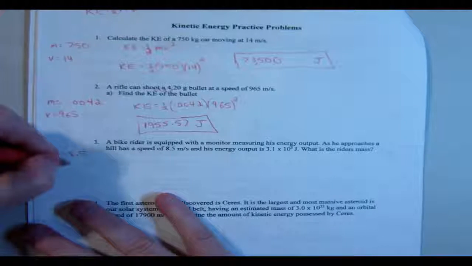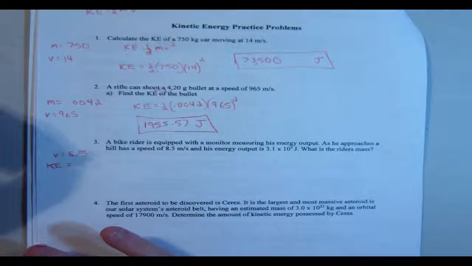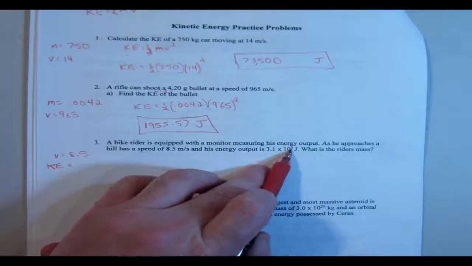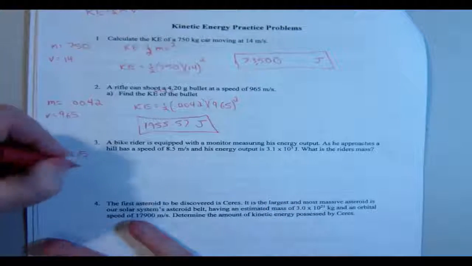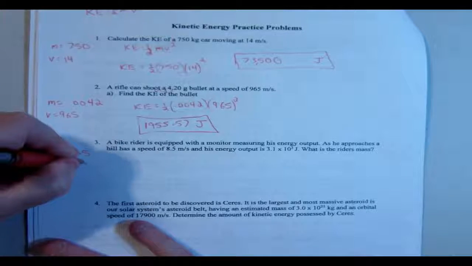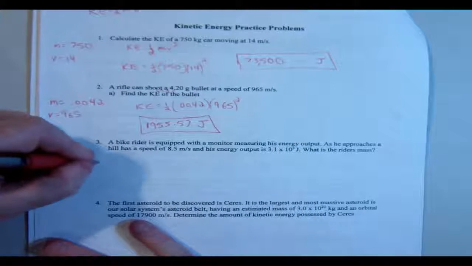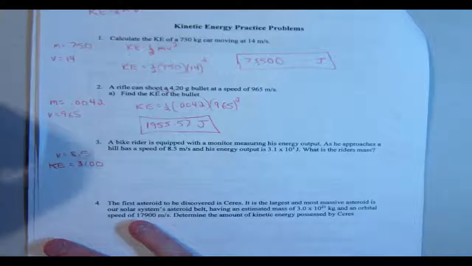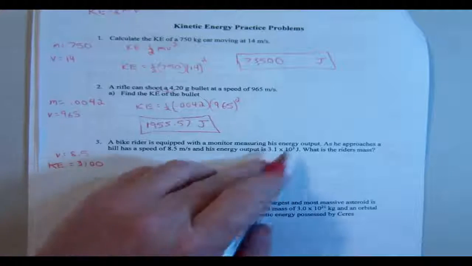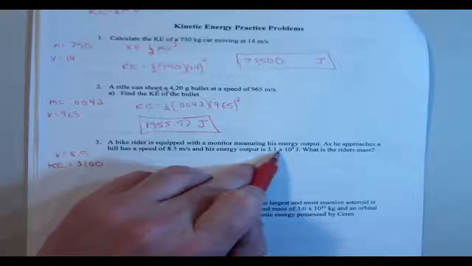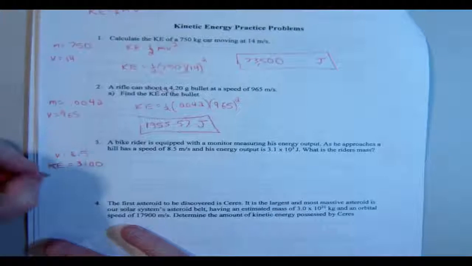Equals, I'm going to convert this because I don't want to mess with scientific notation. So I'm moving this decimal 3 places to the right. So it's going to be 3, 1, 0, 0. Right? 3,100 joules. You look at this, 1, 2, 3, fill these with zeros. Pretty easy. We don't know mass.